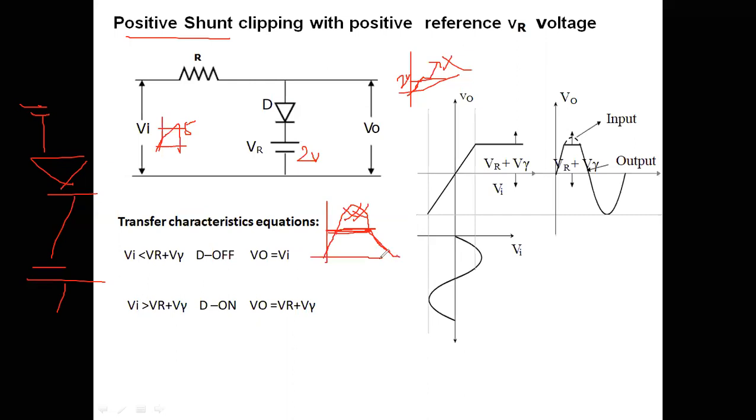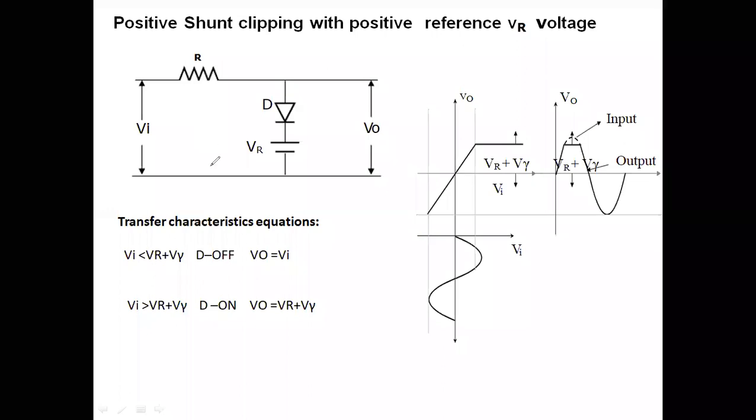In those situations we are going to use this type of clipper. Coming to the explanation, on the input side we are applying a sinusoidal signal. Suppose I take values, it will be very easy. I am applying 10 volts peak, that means plus 10 and minus 10.